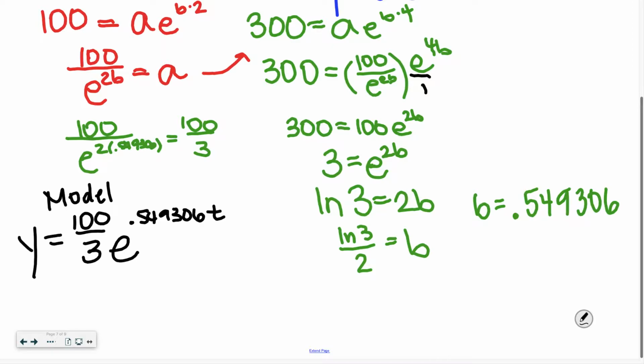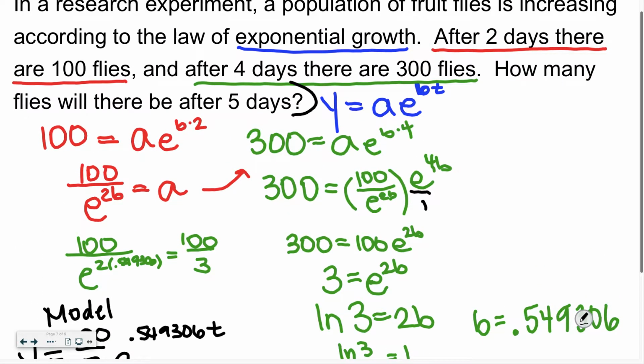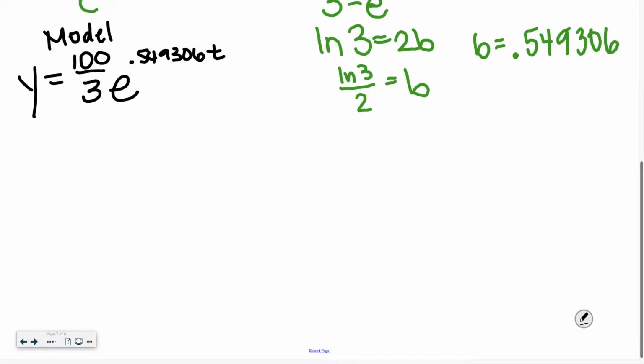And so if it asks how many flies are there after 5 days, then we need to come down to our model and we need to plug in 5 for T.